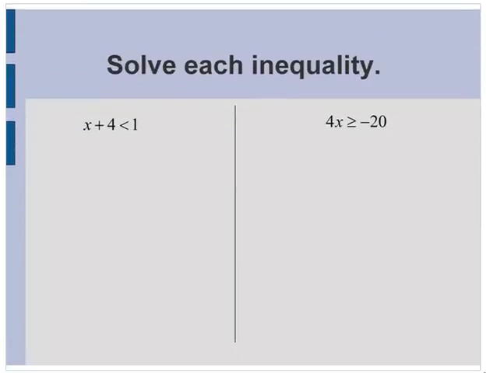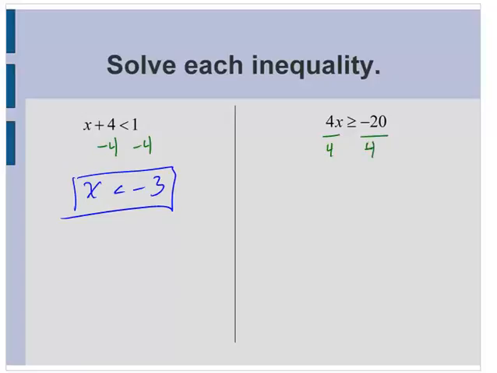So for example, if we had x plus 4 is less than 1, we are allowed to subtract 4 from both sides of the inequality. And x is less than negative 3. If we have 4x is greater than negative 20, we are allowed to divide both sides by 4. And x is greater than or equal to negative 5.